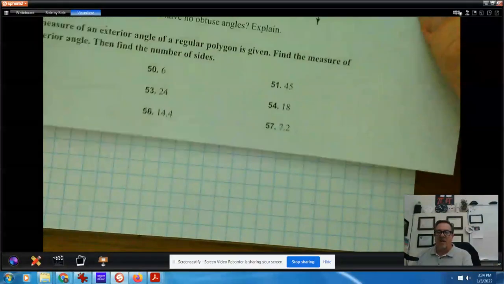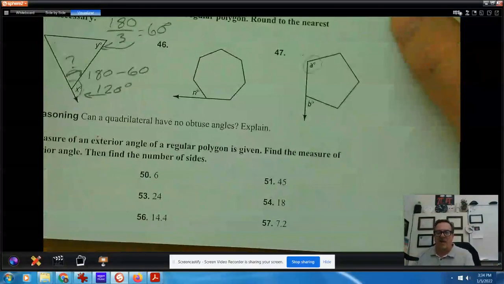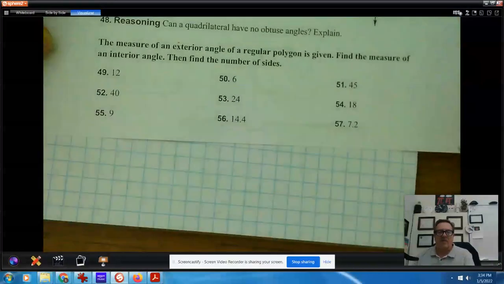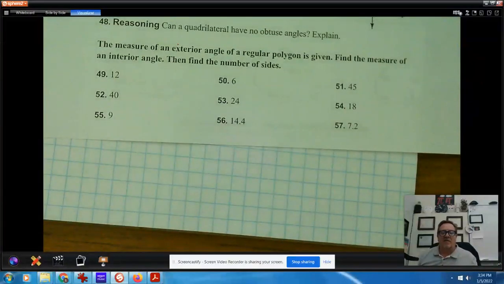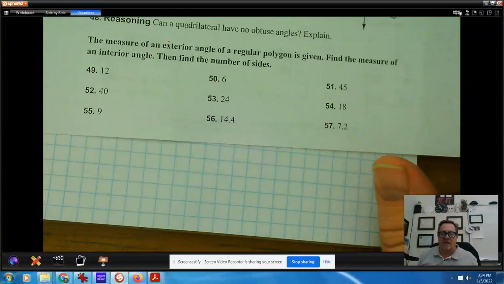For my negotiating students, you can stop after 47. The rest of us, let's move on. The measure of an exterior angle of a regular polygon is given. Find the measure of an interior angle.